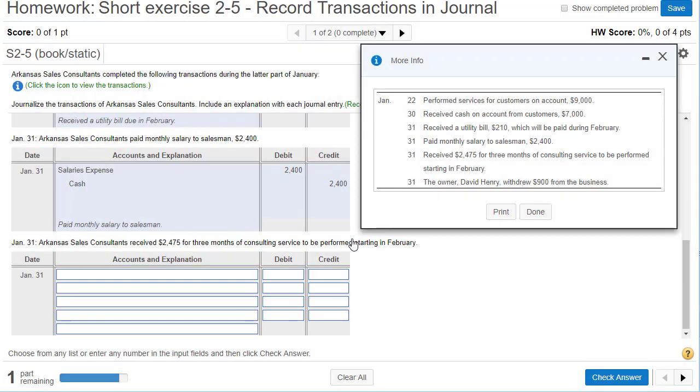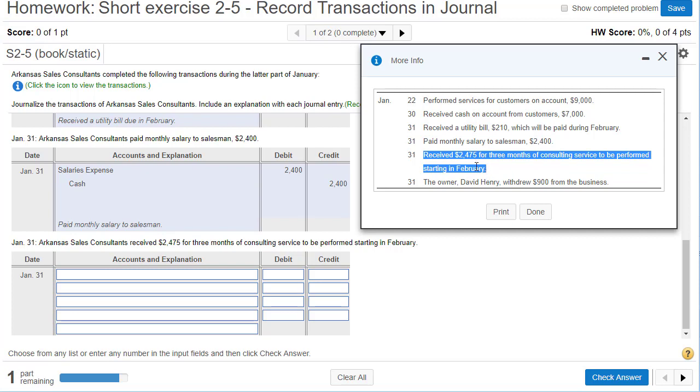All right. So now, we received $2,475 for 3 months of consulting service. Now here's the key part. To be performed starting in February. So remember, this is January. We receive money, but have we performed the service yet? No. So we have not earned this. So this is the key. We've not yet earned this because we've not performed the service.